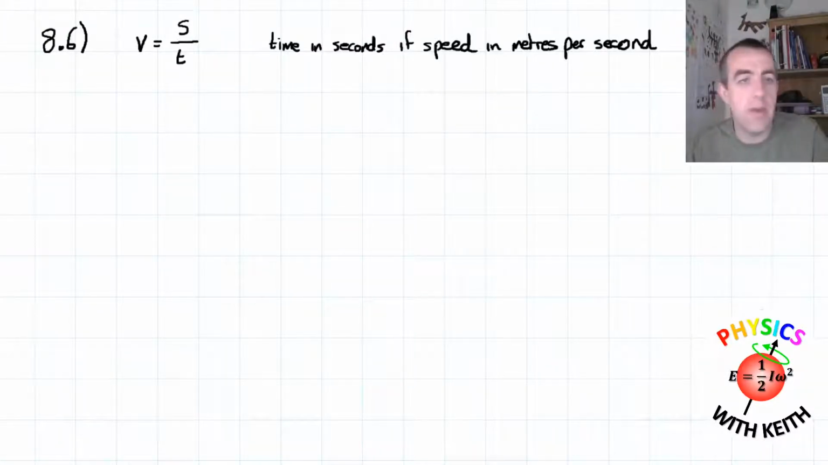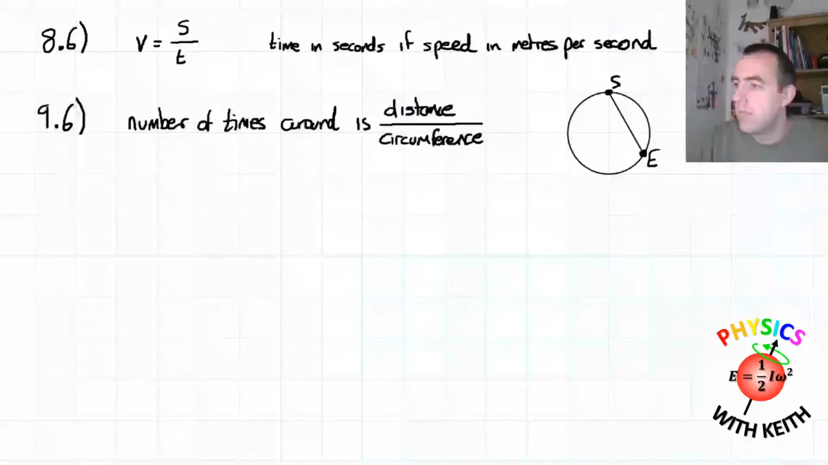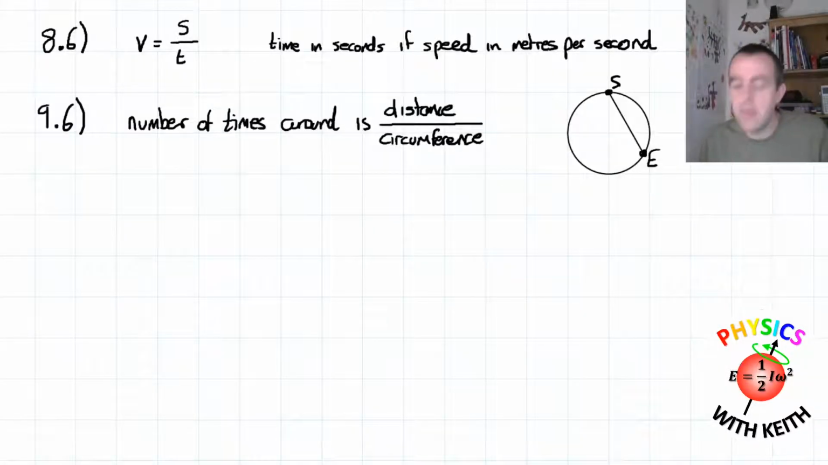This is about mechanics. In the first question, 8.6, you'll be using the equation speed equals distance over time. Please bear in mind that s is the distance, not the speed. V is the speed. And remember that if you want a speed in meters per second, your time has to be in seconds.